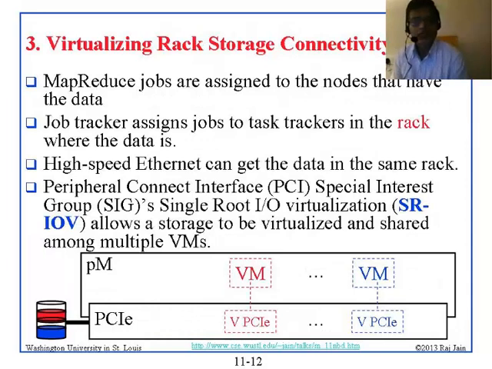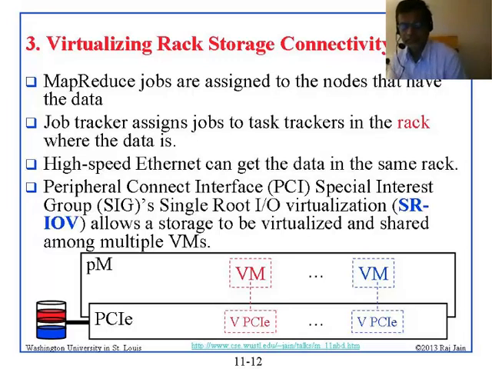Anyway, the next thing was to virtualize the rack storage connectivity. And now here comes the SRIOV. And I don't know whether some of you remember, but SRIOV is a single root IO virtualization, where you could have one PCI card, and it will create many PCIe cards, right?